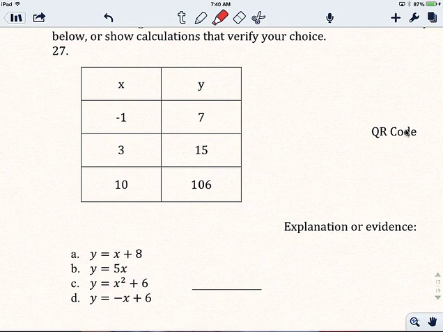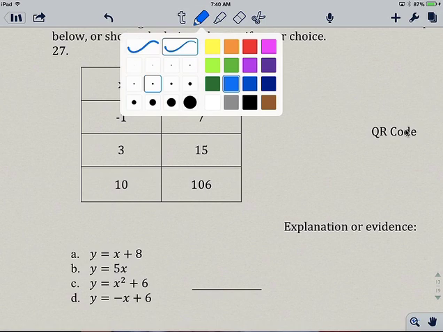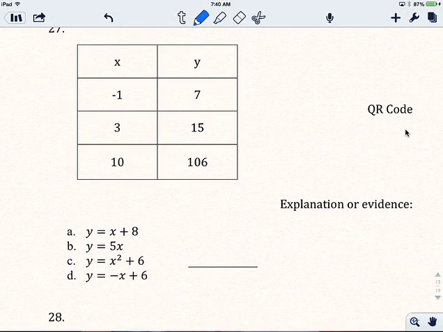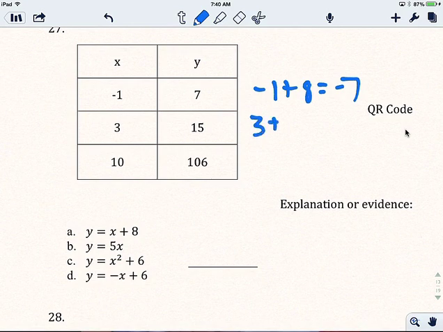And so I'm going to just start testing the rules, and I'm going to be willing to go back, erase, and try again if things don't work out the first time. So y equals x plus 8, that means I take the x and add 8 to it. And so I'm going to take negative 1 plus 8, that gives me negative 7. Works for the first row, but I have to test it for all the rows. 3 plus 8 equals 11, that's not 15. So I'm going to go ahead and back up and try again. And I know that it is not A.